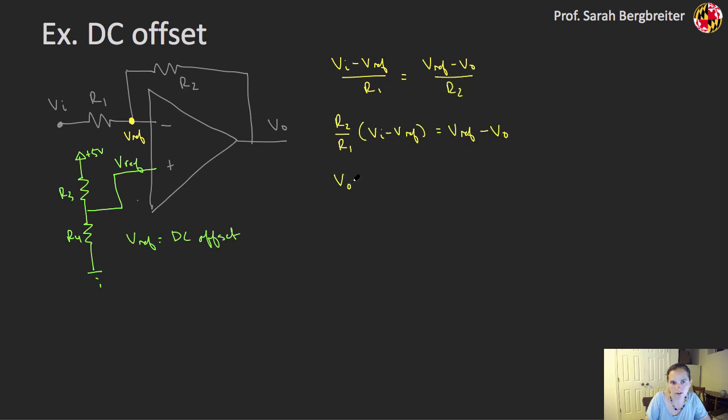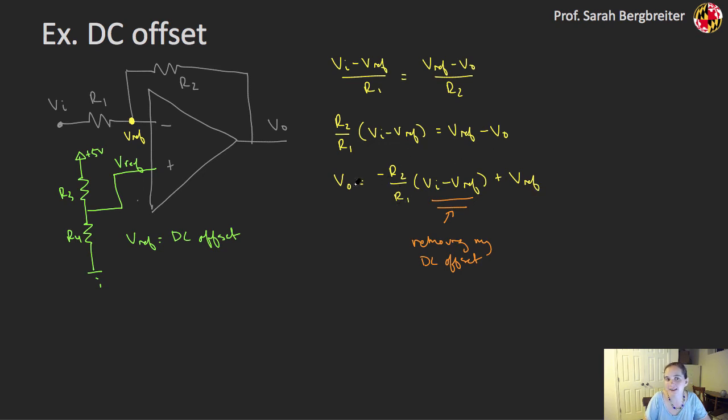So I can find Vout is going to equal negative R2 over R1 times (Vi minus Vref), plus Vref. Now this term right here is what is removing my DC offset. That Vref term is getting subtracted from my input. So if I had a 3 volt DC offset, now this term will be centered around 0, and that is what is receiving my amplification of R2 over R1.